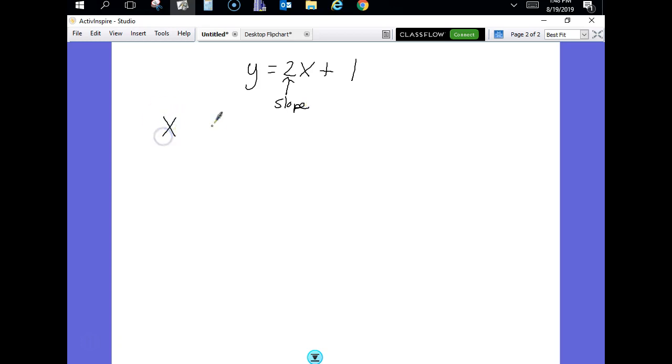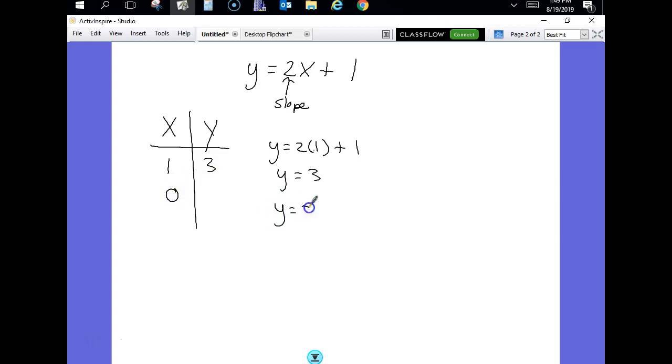So let's make a table here. Now we're not usually going to use a table, but you can. It will work. So if I plug in 1 for x, let's do that. I'm going to replace the x with 1. What do we get? 2 times 1 plus 1. So when I plug in 1, I get 3, right? What about if I plug in 0? 1. Yeah.